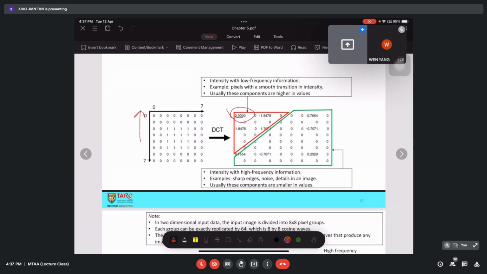I mean, the value towards the top left would be low frequency, and the frequency located at the bottom right would be high frequency. Okay, so again, there is no clear cutoff. You can put any cutoff, but nonetheless, towards this extreme would be high frequency, and towards this extreme would be low frequency. But the first value here, most of the time, would be higher in terms of value. Okay, and we always call this one DC. The rest is AC.